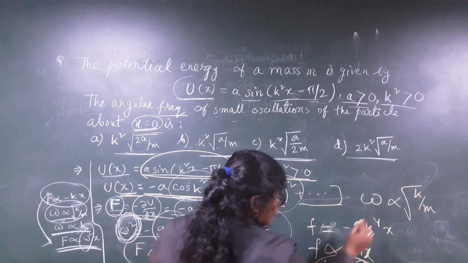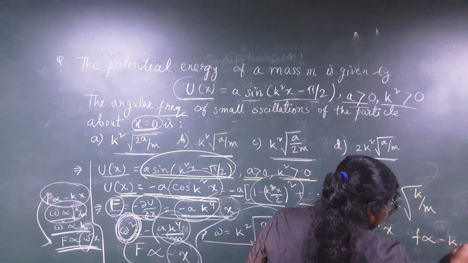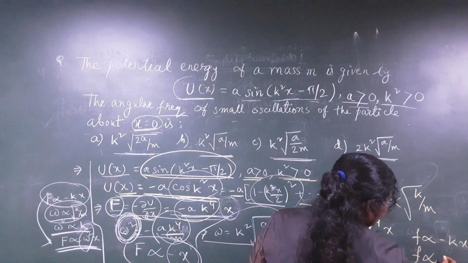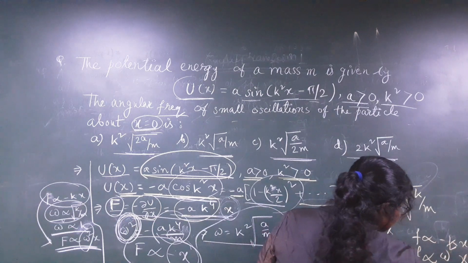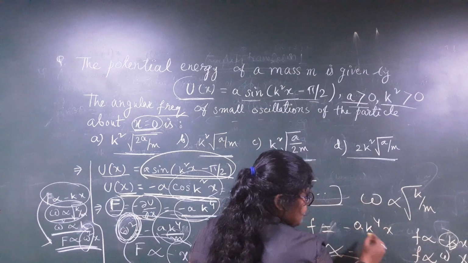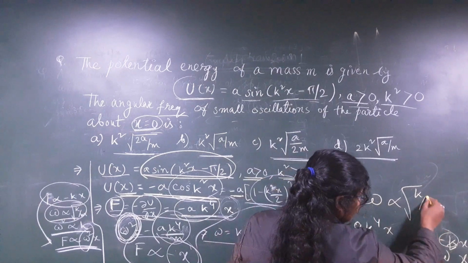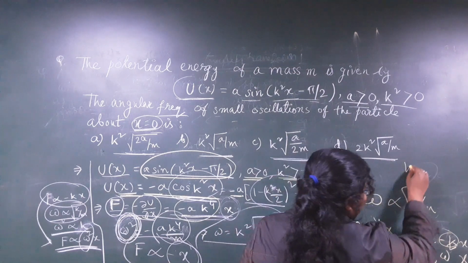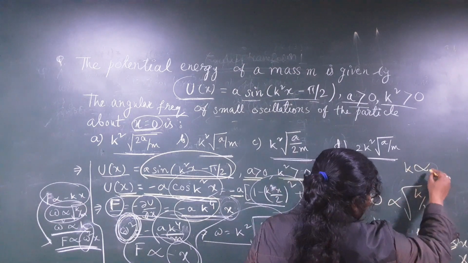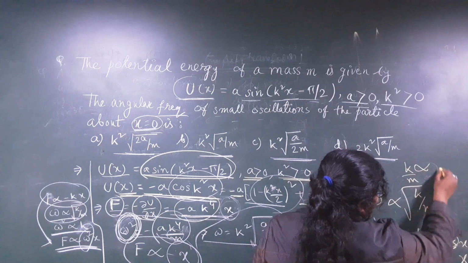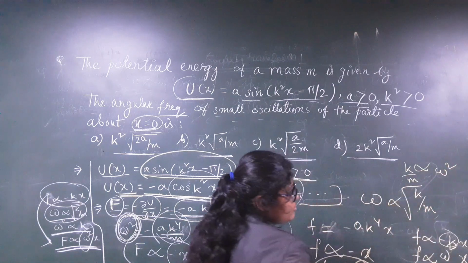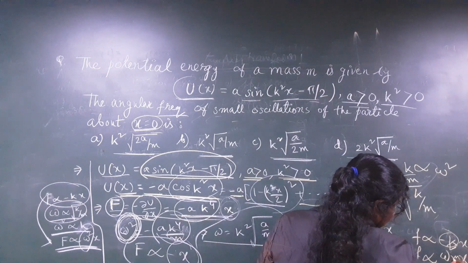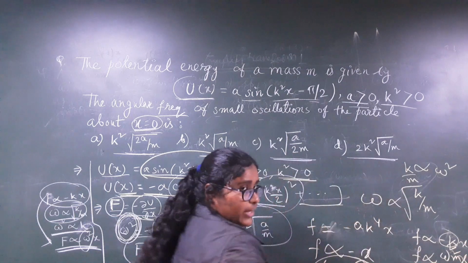So F is directly proportional to minus kx. In terms of omega, we can write F is directly proportional to omega square x. If we write k in terms of omega, there will be an m term also. So k by m is directly proportional to omega square, so k is directly proportional to omega square into m. So F is directly proportional to omega square into x.